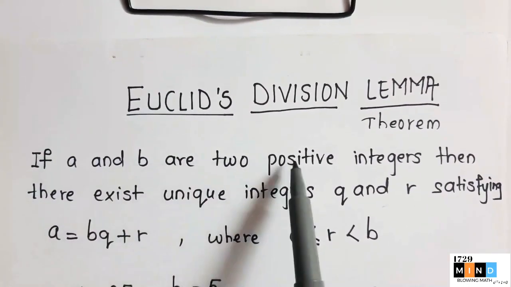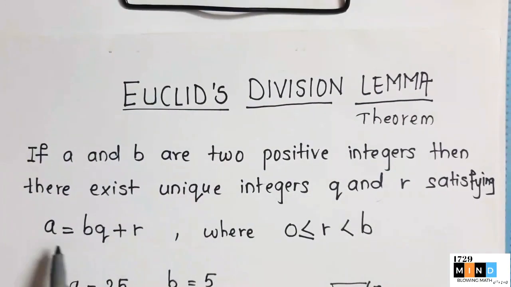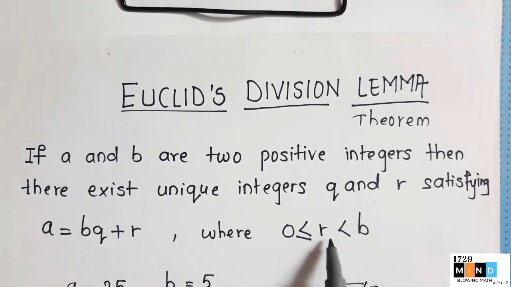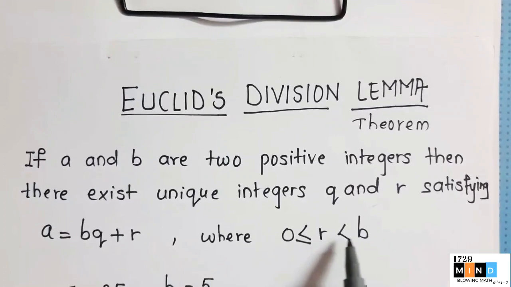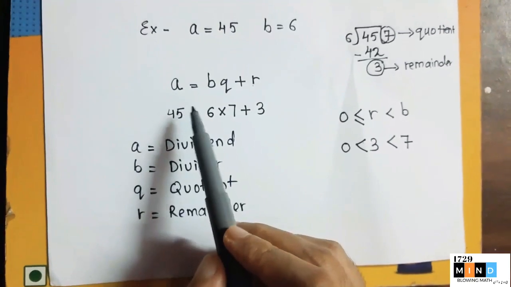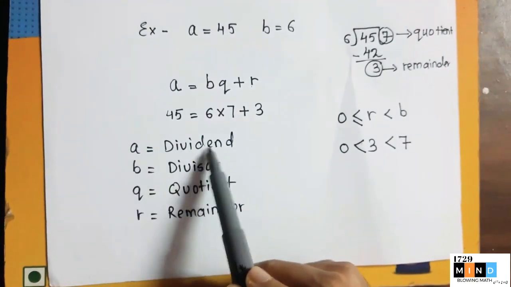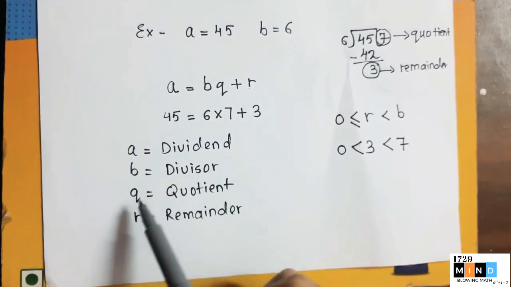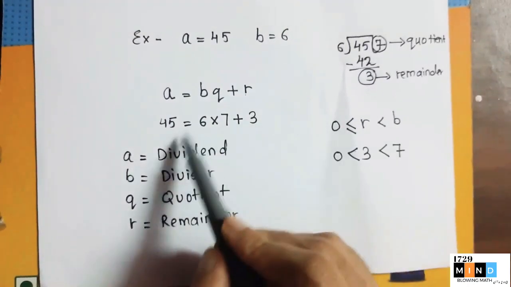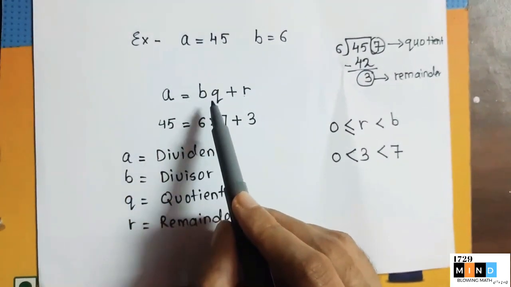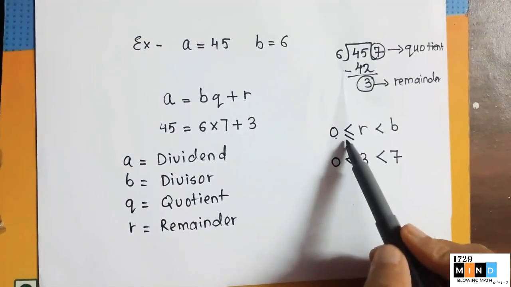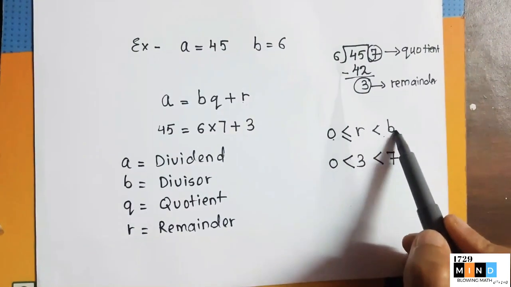As you know, a and b are positive integers, and we have to satisfy a equals bq plus r, where 0 is less than or equal to r and r is less than b. So a is the dividend, b is the divisor, q is the quotient and r is the remainder. To satisfy this for unique integers q and r, 0 should be less than or equal to r and r should be less than b.